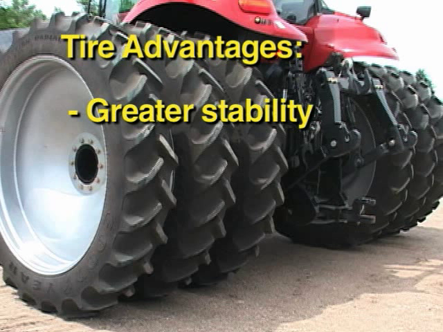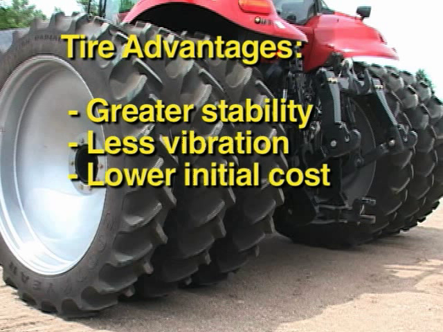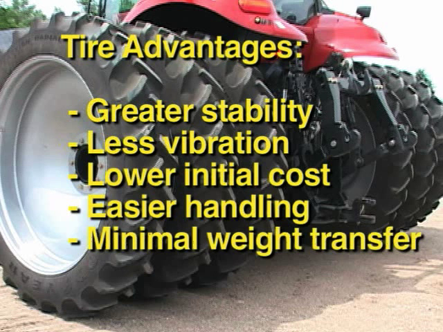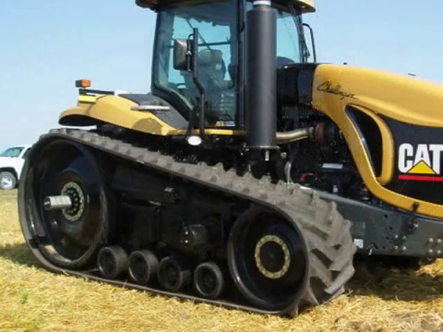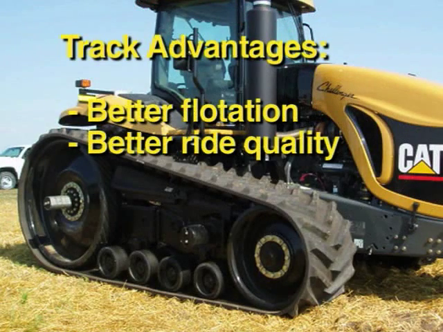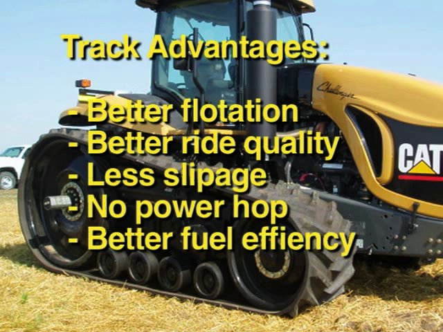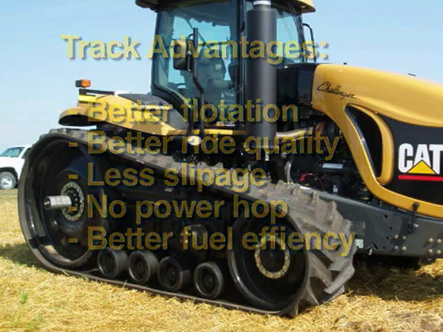Tires have greater stability, less vibration, lower initial cost, easier handling on your contours and turning at the edges of fields, and they have a minimal weight transfer effect. Tracks, on the other hand, have better flotation and better ride quality in rough fields. They have less slippage and no power hop, and they have better fuel efficiency in soft fields.